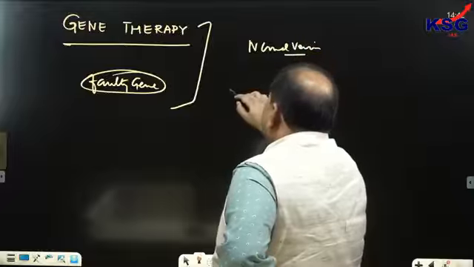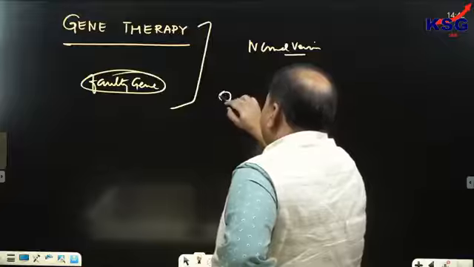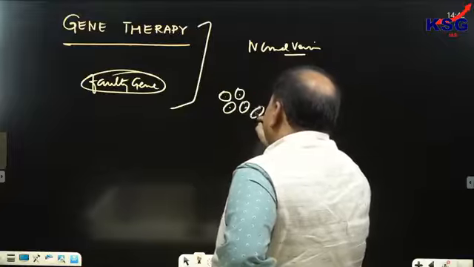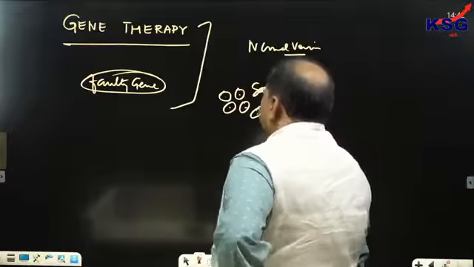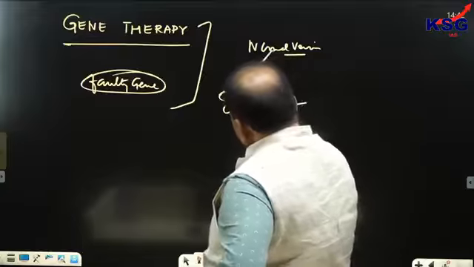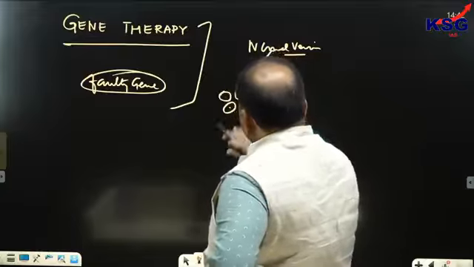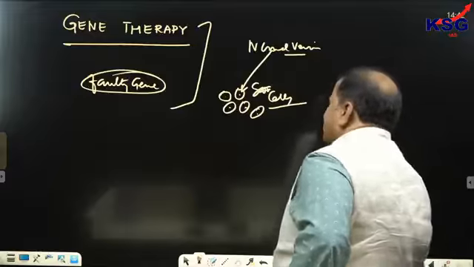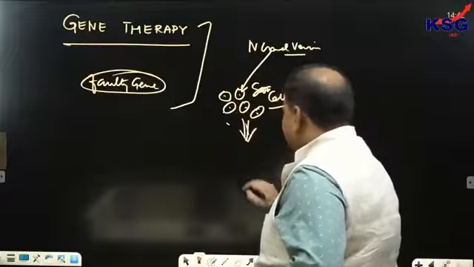Now what you do is you select some cells from the body of the patient. You get some cells, not select. You are responsible for extracting some cells from the body of the patient, and then the normal version genes would be transferred into it. So when you transfer the normal version genes into the somatic cells of the patient, then the disorder in these cells would be resurrected.